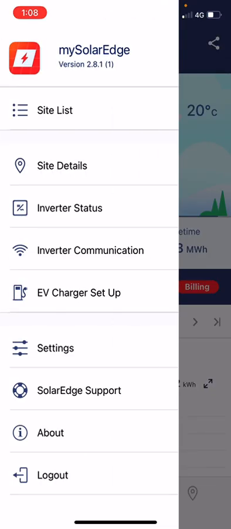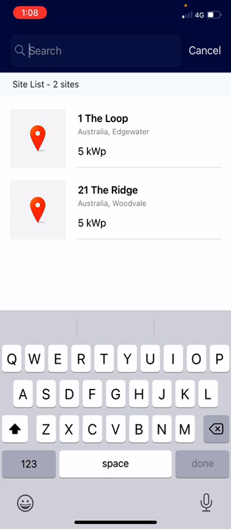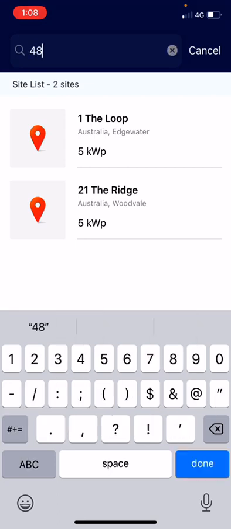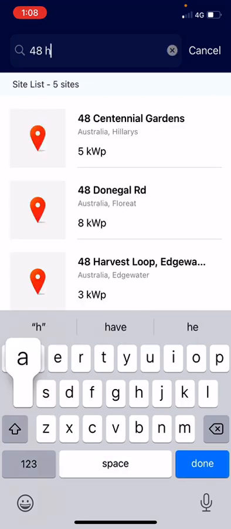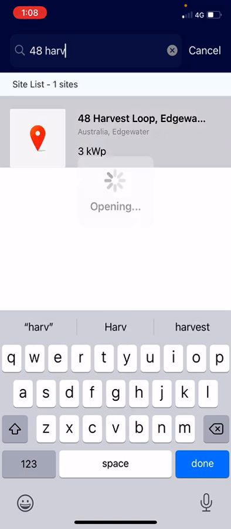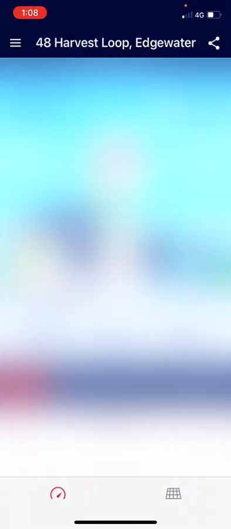What I will do now is jump in and show you a property that has a consumption meter and give you an idea of what you will see differently on there.